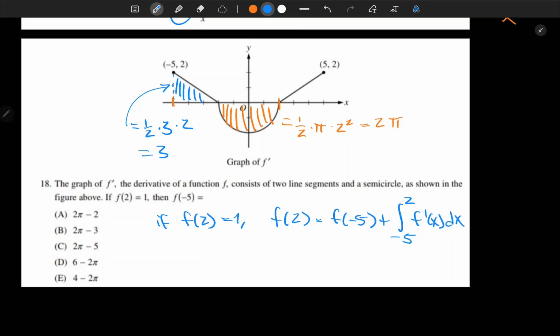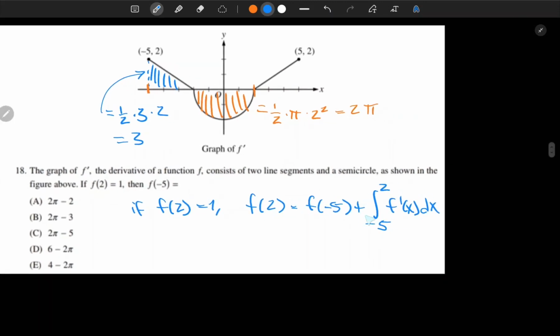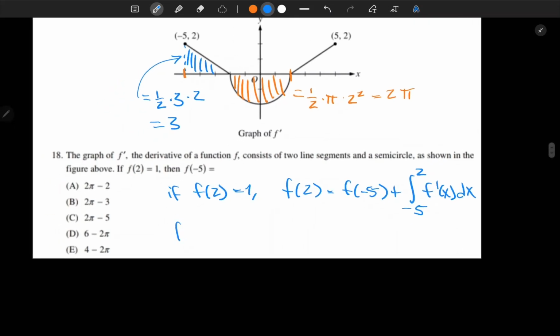And that's because if you take this integral from negative 5 to 2, the total area here, which is the integral, should give you the amount of f that has accumulated from negative 5 to 2. So if we have what we started with at negative 5, and then we add all that's accumulated from negative 5 to 2, we should get f of 2. So rearranging this, we get f of negative 5 is equal to f of 2 minus the integral, so the integral from negative 5 to 2 of f prime of x dx.